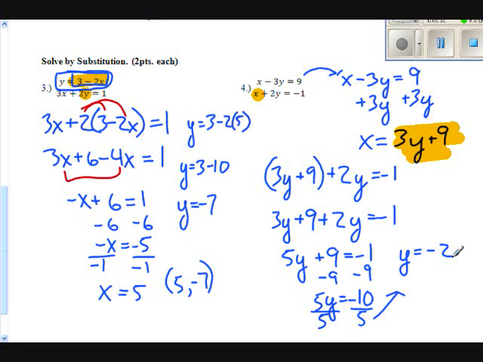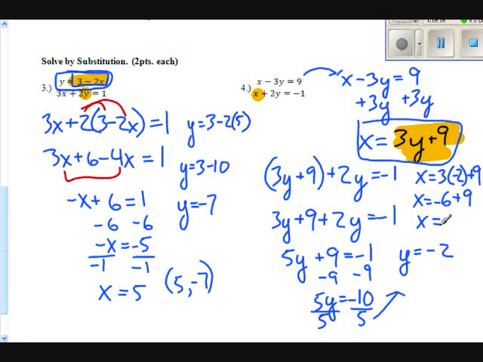I've got to go back and plug that in. So I'm going to plug it into this equation right here. So I find out that x equals, if I plug the negative 2 in, it's going to be negative 2 plus 9. So let's see, that's going to be x equals negative 6 plus 9. So x equals 3. Again, as an ordered pair, 3, negative 2. Done and done.